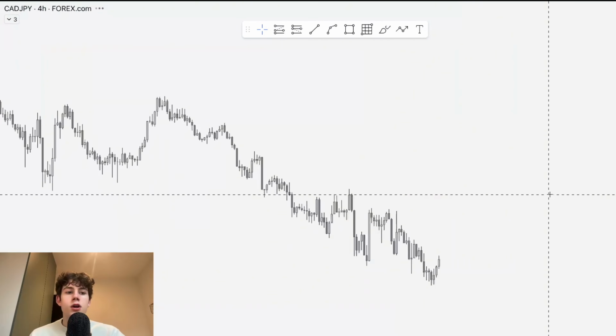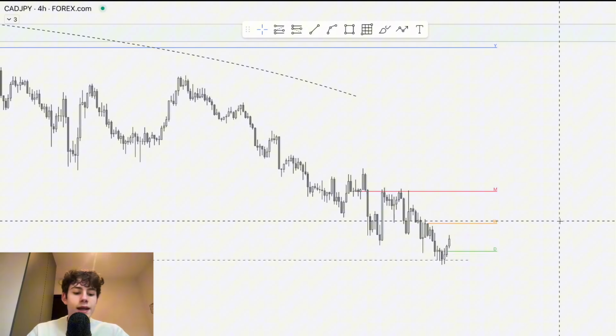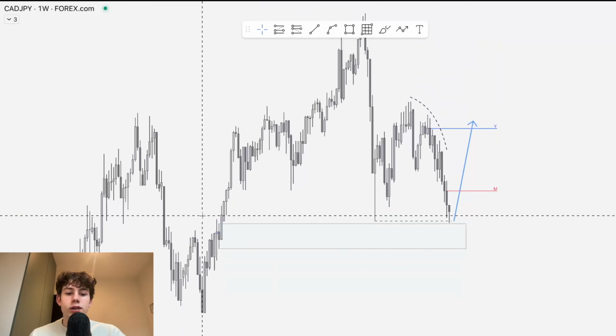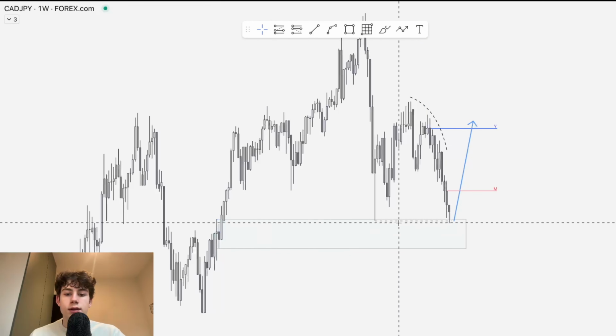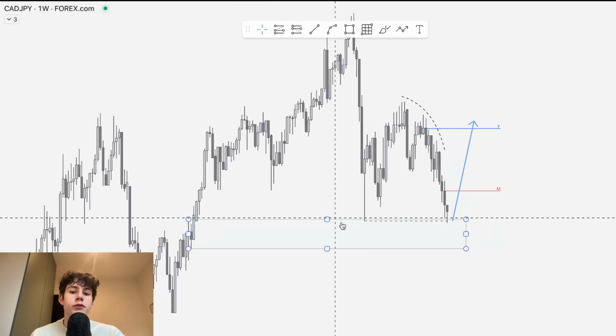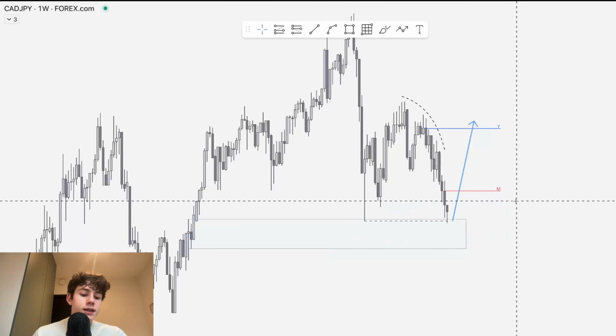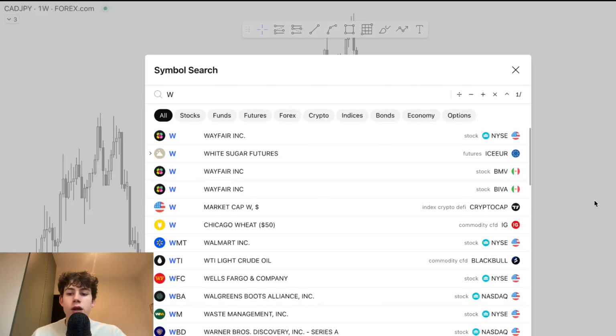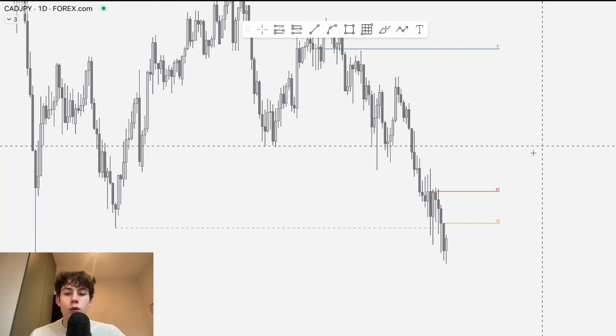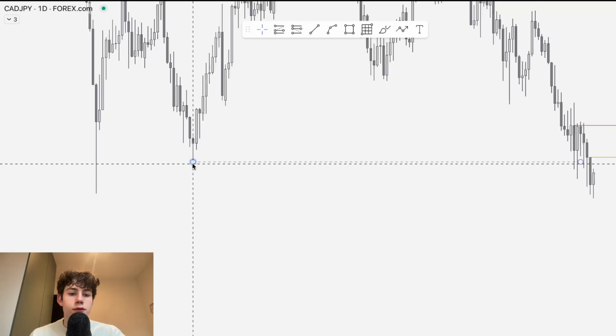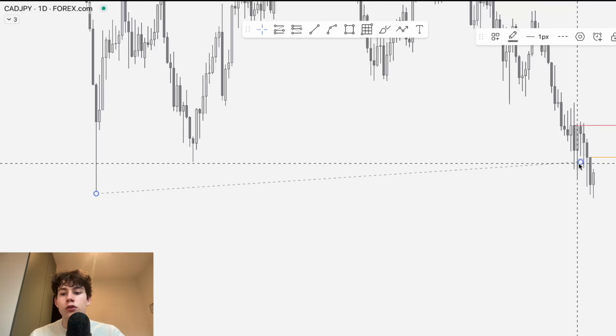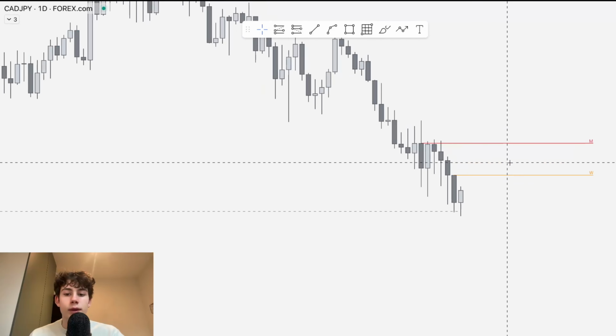Okay, going over to my last pair, CAD yen. As you can see on a weekly, we just grabbed liquidity under this low, and of course after grabbing a major liquidity we could see a reaction in towards the upside. Going over to the daily time frame, what do we want to see? Because of course we are not just randomly going to buy. No, we want to see confirmation.